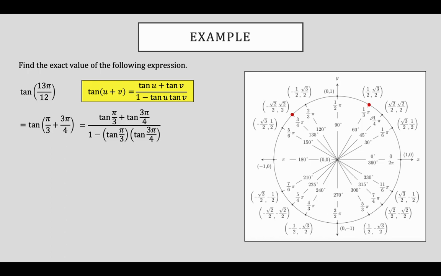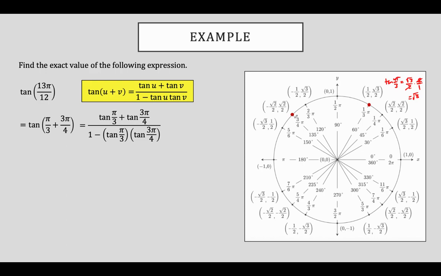If we're going to evaluate the tangent of pi over 3, to evaluate tangent, we take the y-coordinate and divide by the x-coordinate. That's root 3 over 2 divided by 1/2, which is the same as root 3 over 2 times 2 over 1. Notice the 2's are going to cancel out, and we are left with root 3. All right, there's our tangent of pi over 3.